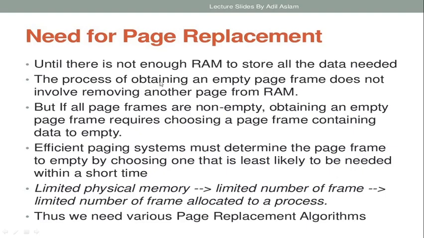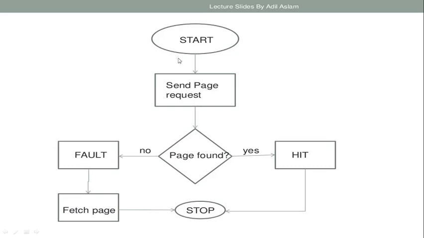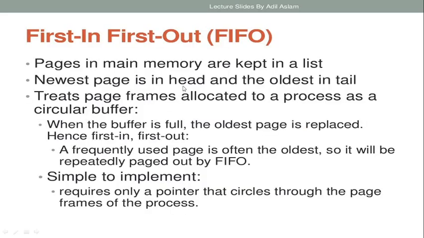Because, as I have mentioned earlier, our RAM is very limited, for that reason we need a page replacement algorithm. Okay, let's start with FIFO. In FIFO, pages in memory are kept in a list. In the list, the newest page is the head and the oldest is the tail. First in, first out. The first one that gets in will be the first one to get out.